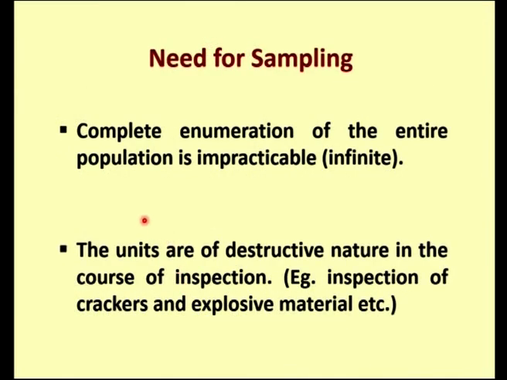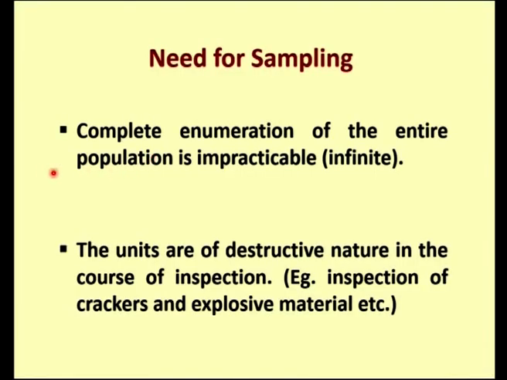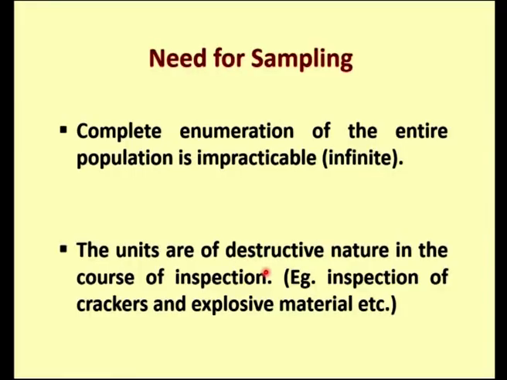There is need for sampling. As we know, the time, money, effort taken to study about the population, especially if the population is infinite, then we cannot study the entire population, that is complete enumeration of the entire population becomes impracticable. So, in that stage we take the help of sampling. There may be another situation, even when the units are finite, but if the units are of destructive nature. We give some examples here, inspection of crackers and explosive materials. During the course of inspection the units will get destroyed, then we can say that the units of the population are of destructive nature.